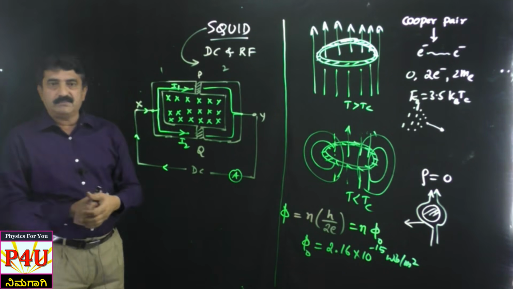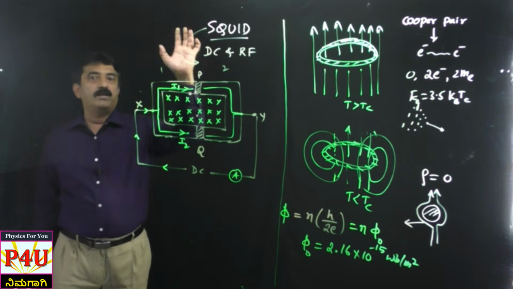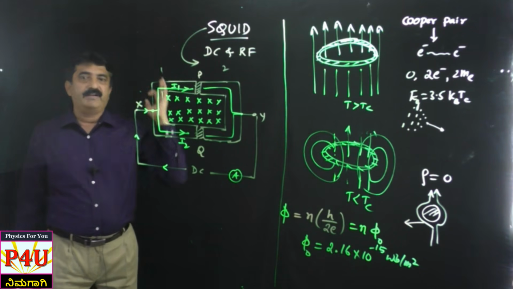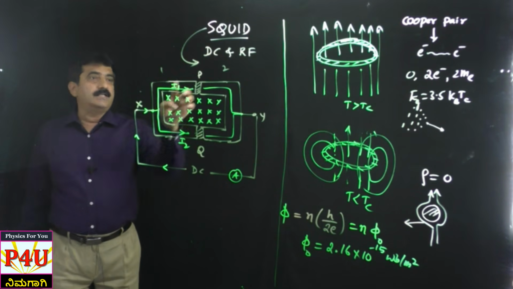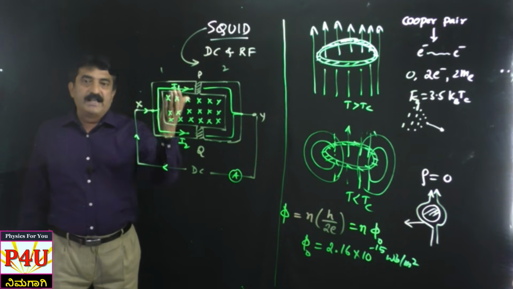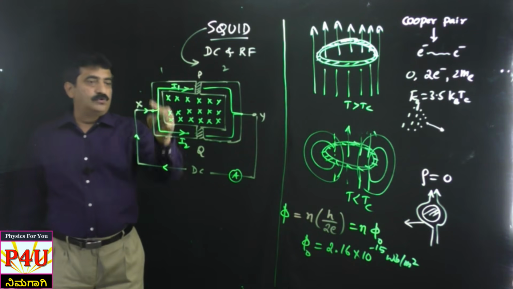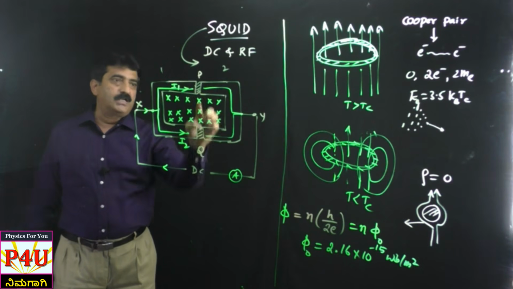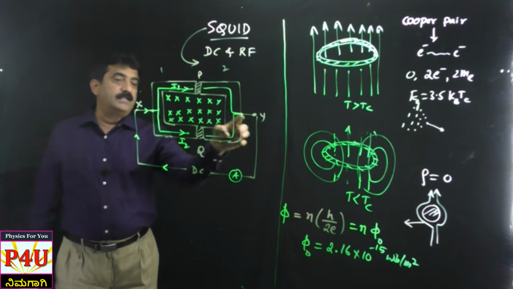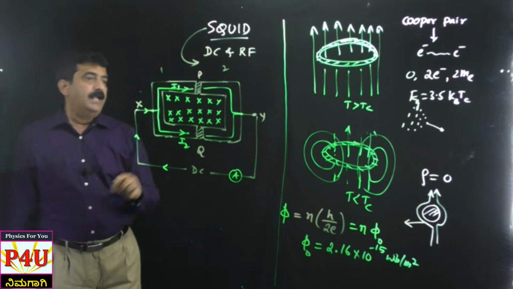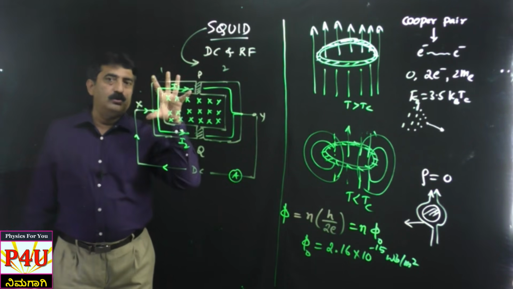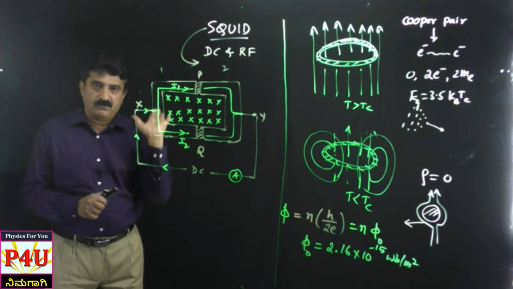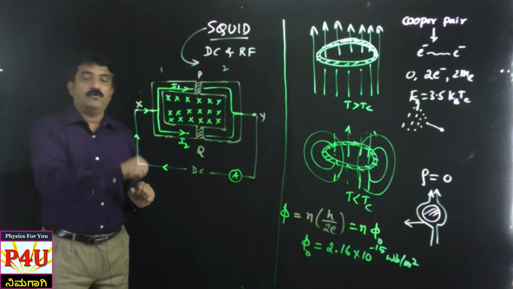Now explain what is SQUID. SQUID stands for superconducting quantum interference device. There are two types of SQUIDs, namely DC SQUID and RF SQUID. DC SQUID consists of two Josephson junctions. The diagram is as shown in the figure. It consists of two superconductors, superconductor 1 and 2, with junctions P and Q formed. Between X and Y, a DC power supply is connected, and the whole arrangement is subjected to a perpendicular magnetic field. Total magnetic field is constant as of now.